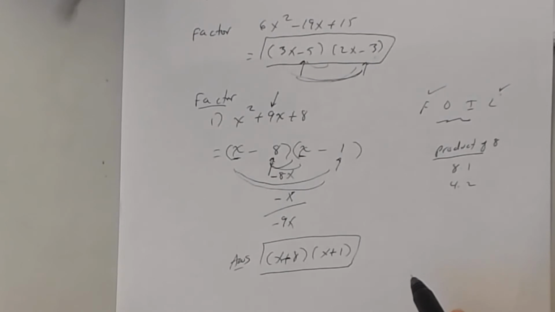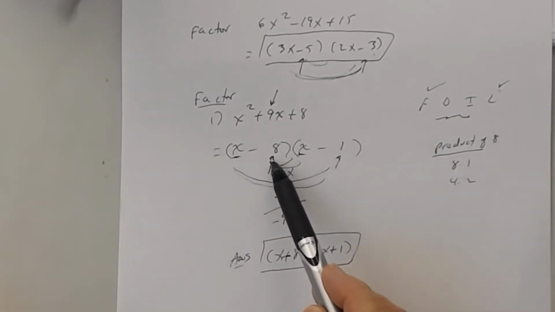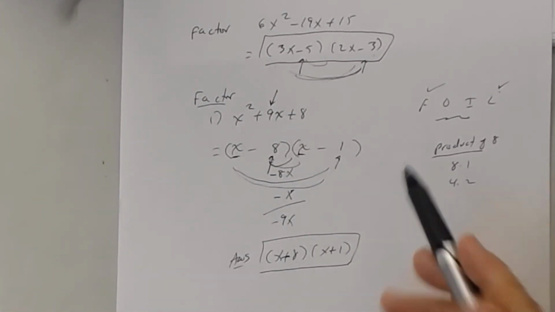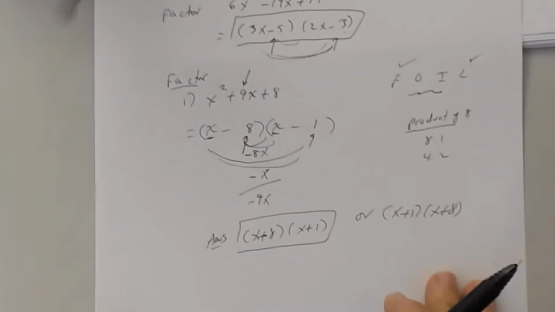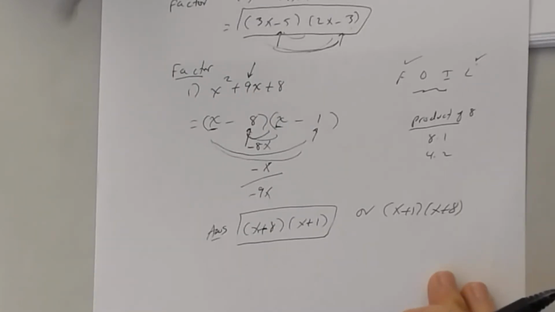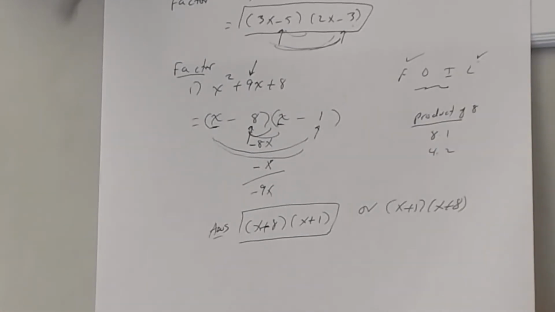Now, it did not matter for our purposes here whether you put the 1 here or the 8 here. You'll get the same answer. Notice, x plus 1 times x plus 8 is still a correct factorization, because the order in which you multiply does not matter. Is 2 times 7 the same as 7 times 2? Yes. Is x plus 1 times x plus 8 the same as x plus 8 times x plus 1? Yeah. All right. Let's look at number 2.